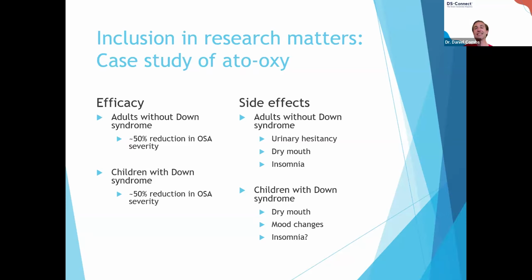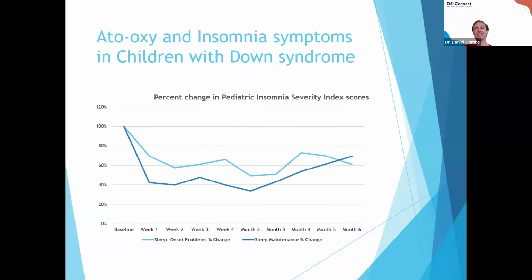What's different though, for adults without Down syndrome, urinary hesitancy, dry mouth, and insomnia have really been the driving side effects in terms of what are the most common or treatment limiting. In our studies, we've seen dry mouth, but we haven't really seen a lot of urinary hesitancy. We've seen mood changes, which they didn't report in the adult studies. And then we actually added a questionnaire looking for insomnia specifically, just because that was one of the main treatment limiting side effects for adult studies.